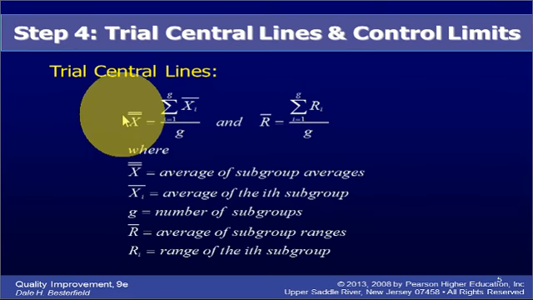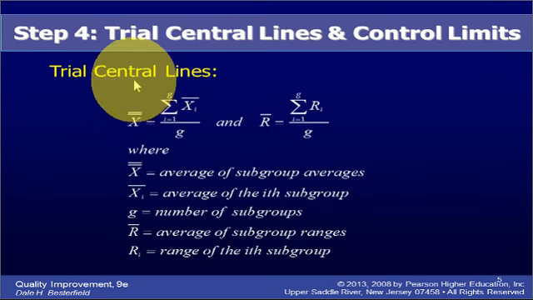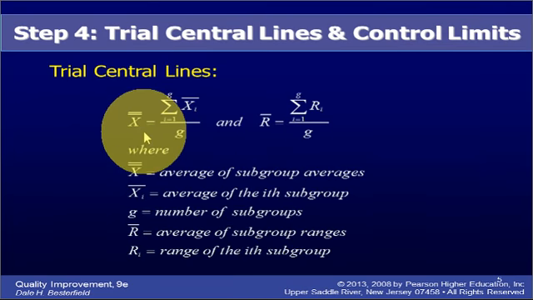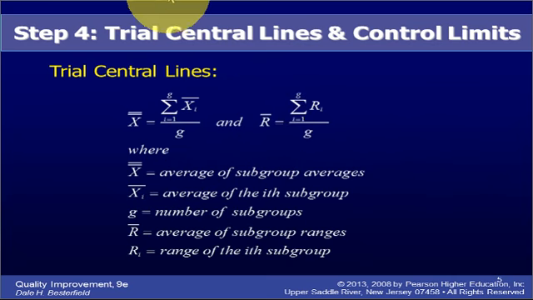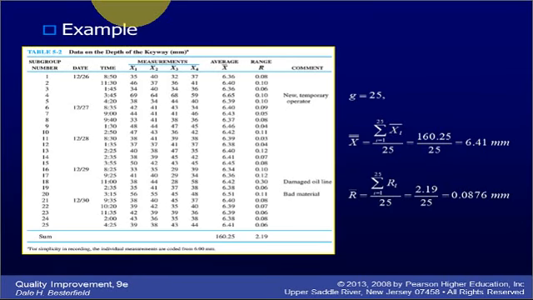So we use X double bar as the central line in the X bar chart, and we use this R bar as the central line of the R bar chart. Here is an example to find the central lines. The first column records the subgroup number. We have a total of 25 subgroups, and each row stands for one subgroup.